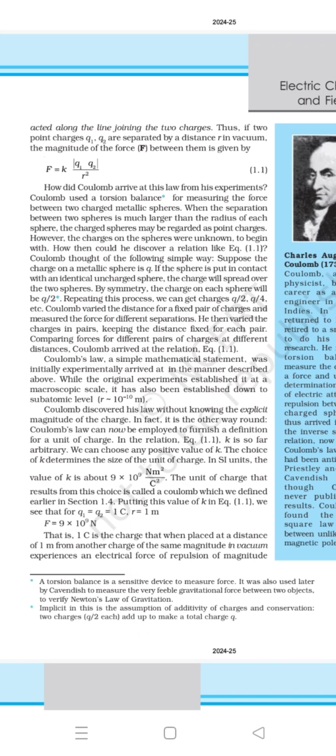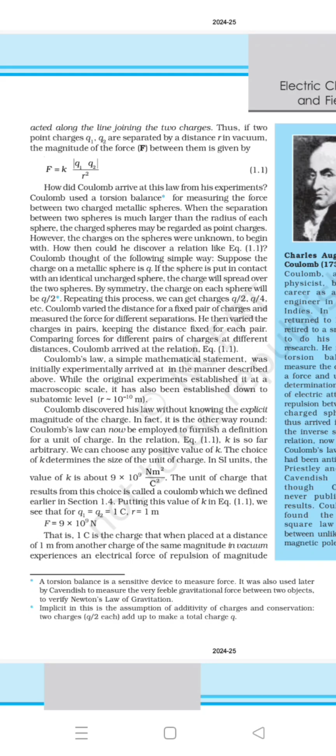Coulomb varied the distance for a fixed pair of charges and measured the force for different separations. He then varied the charges in the pair, keeping the distance fixed. So first he varied the distance, then he varied the charges, keeping the other quantity constant in the respective cases. Coulomb's law, a simple mathematical statement, was initially experimental, in the manner described above.